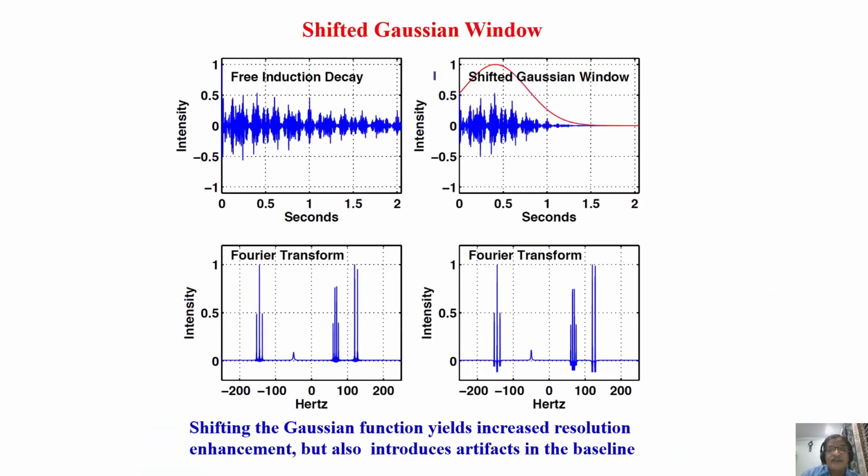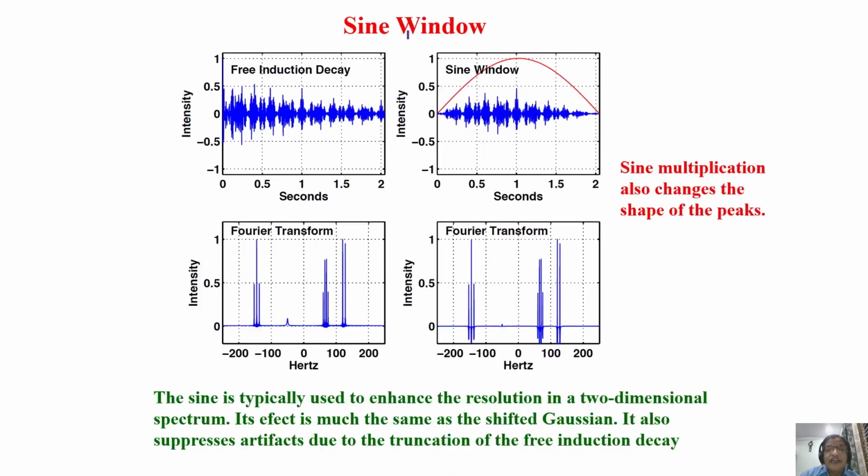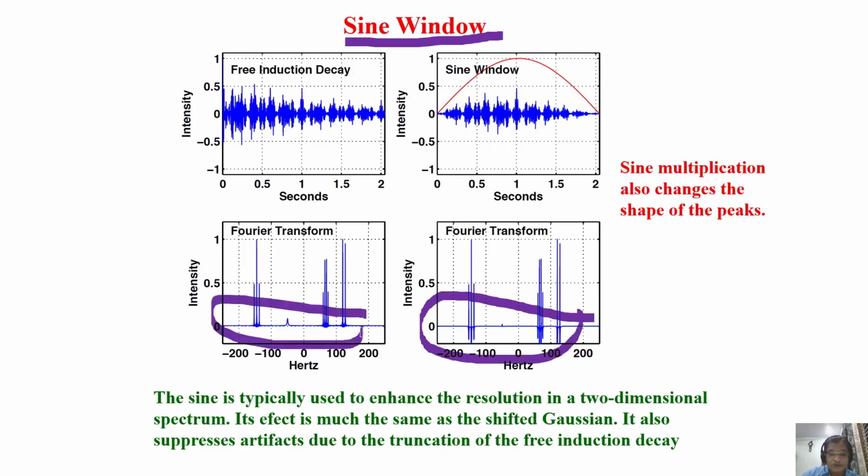Okay? You can have a shifted sine wave like this, a shifted Gaussian window like this, and now you get sharp peaks, you see. It yields increased resolution, but a lot of artifacts in the base. Whatever artifacts we already had here because of the truncated FID, instead of removing, we are adding more artifacts at the base. Take an example of a sine window. It's another window function. This is called a sine window. See, much better resolution, but the sinc function artifacts are much stronger than the normal one.